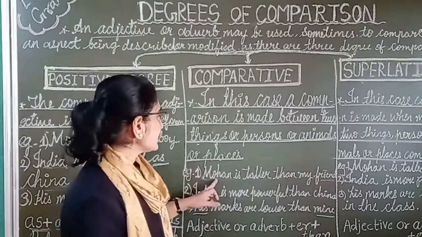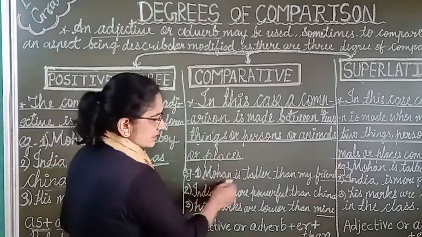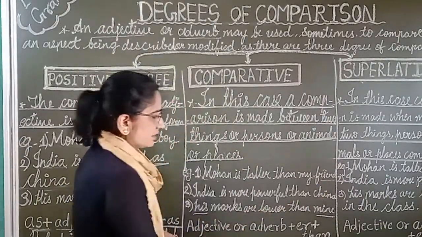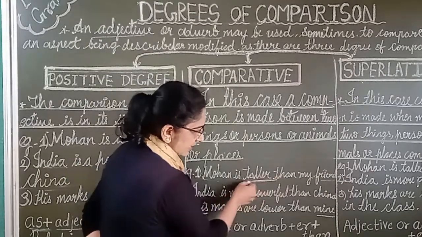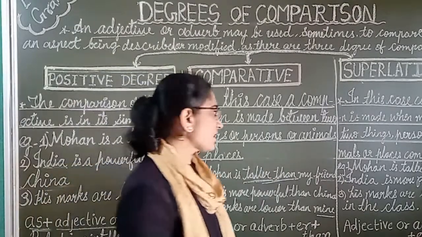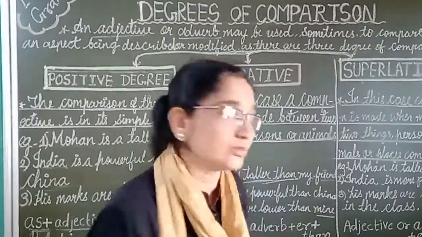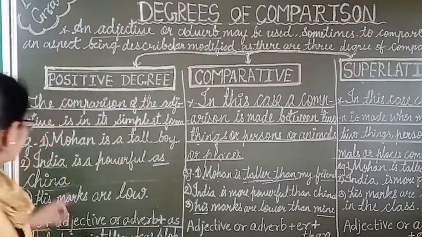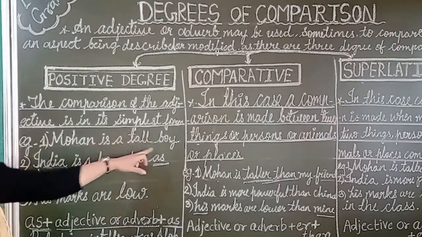Now here you see, for example, Mohan is taller than my friend. Here taller and than are used. For example, in the positive degree, we can say Mohan is as tall as my friend.